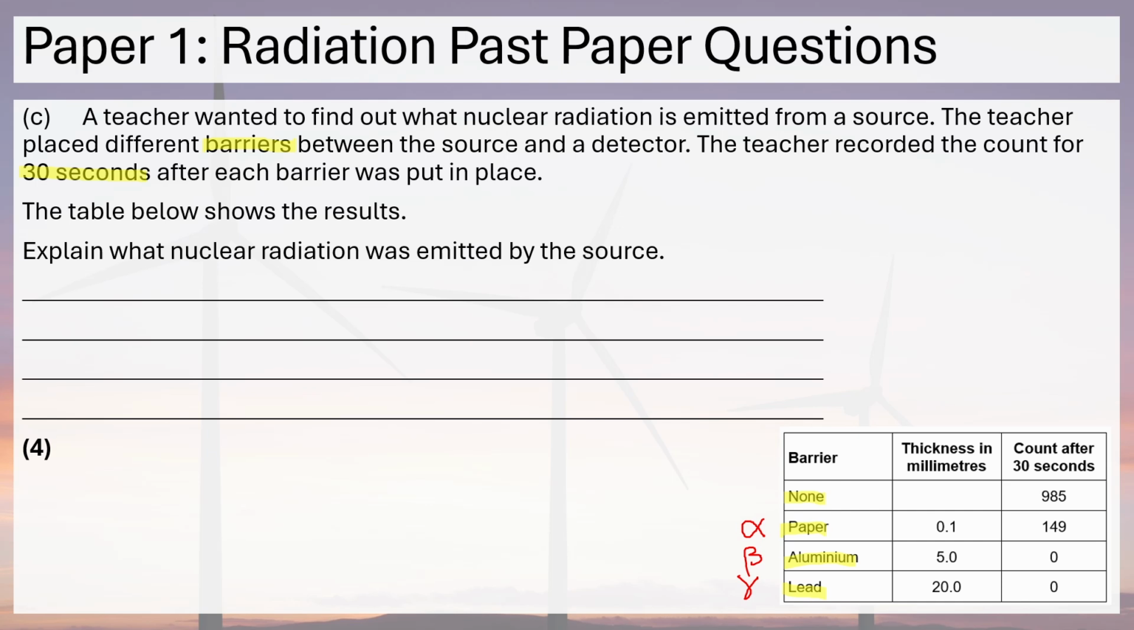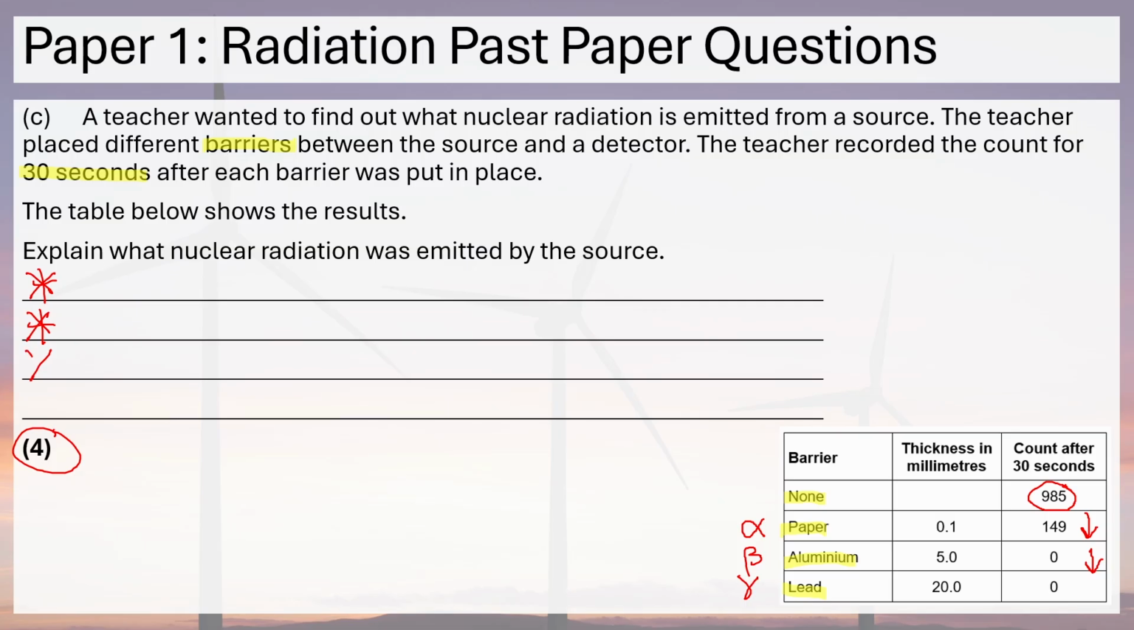And each time we're going to compare what's happening to what happens when there's no barrier. So that's the source just being detected without anything in the way. So we know that with no barrier, the source produces 985 counts in 30 seconds. So we can see that when we put the paper in, it does go down. We can see that when we put the aluminium in, it decreases again. But we're getting nothing going past the aluminium or past the lead. We've got 4 marks. So again, we want 4 bullet points.